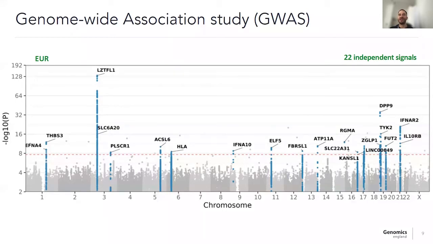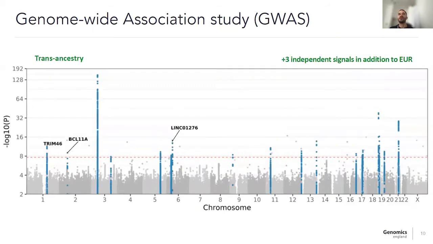So all of the genes here that you see are independent signals. They are not, let's say, correlated in terms of the association. So these were found in the European population analysis. And then, next slide, we also perform a trans-ancestry meta-analysis.